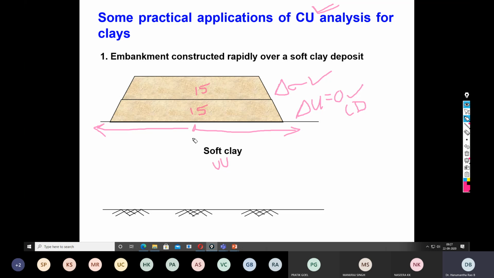Okay. Now let me also explain you. We are talking about only the consolidation. But what about the strength or what about the failure? We never talked about the failure. So now let us talk about the failure condition.